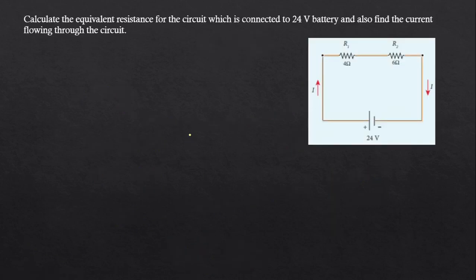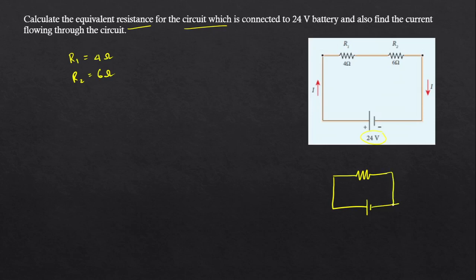Now we'll take a look at a few problems. So we have to calculate the equivalent resistance for the circuit, which is connected to a 24 volt battery, and also find the current flowing through the circuit. Now here two resistors, R1 which is equal to 4 ohm and R2 which is equal to 6 ohm, are connected in series. Now if I want to write this as a single resistor circuit, I have to calculate the total resistance offered by both of them together.